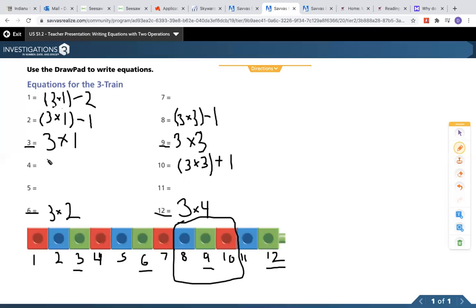All right, we're going to do this one. 4. Now remember, we're going the opposite way now. We're going above 3. So 3 times 1 is 3. What am I going to do to get to 4? Send me a chat. Am I going to add, subtract? And then I want you to tell me how much am I going to add or how much am I going to subtract?